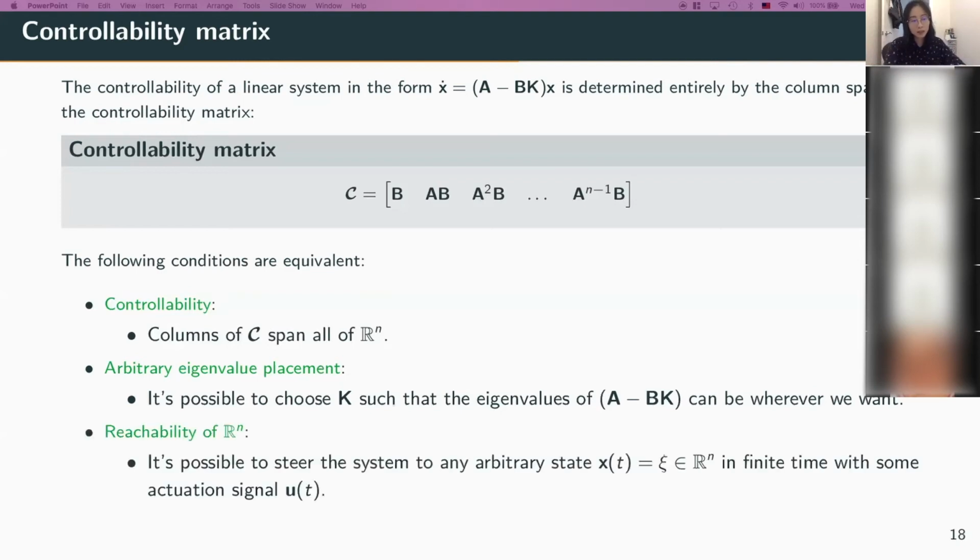And the last equivalent condition is reachability of R^n, which means that it's possible to steer the system to any arbitrary state within finite time with some actuation signal u of t. And we will mainly focus on controllability and reachability in this talk.